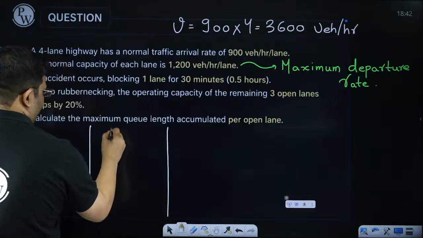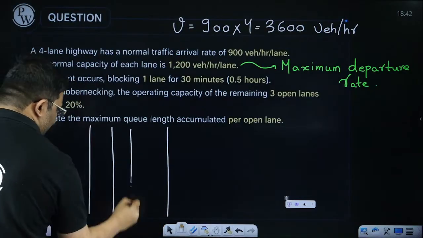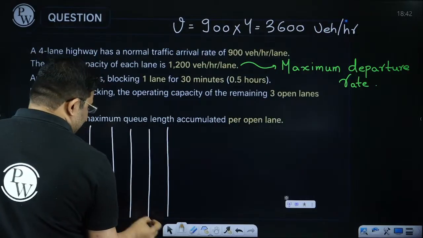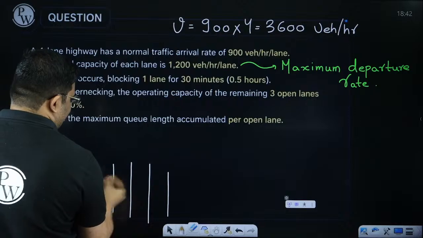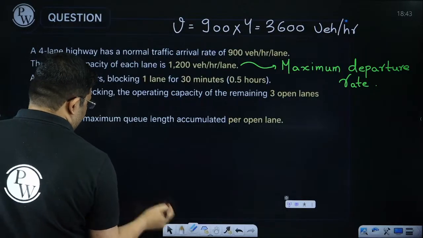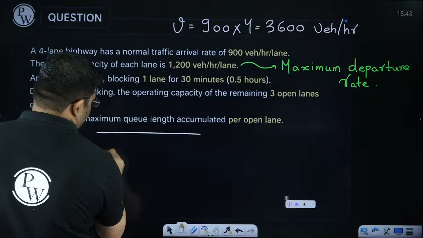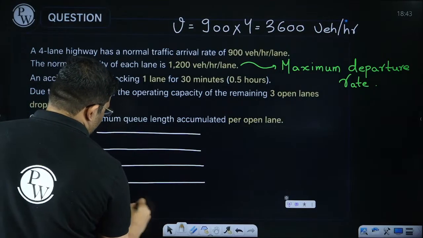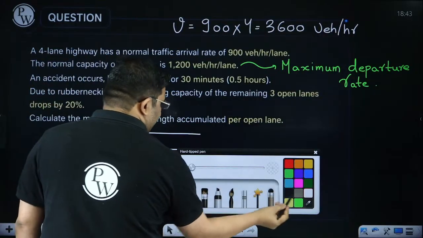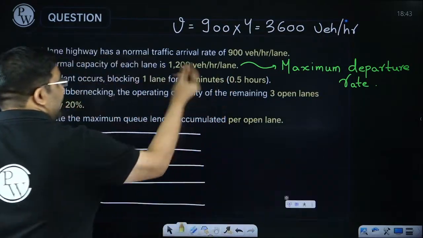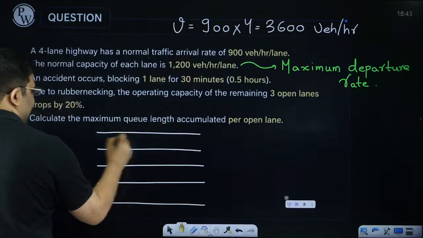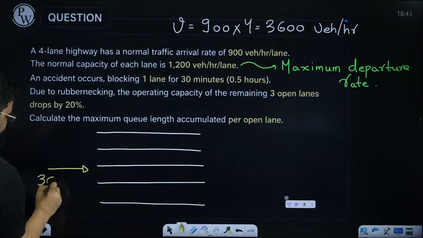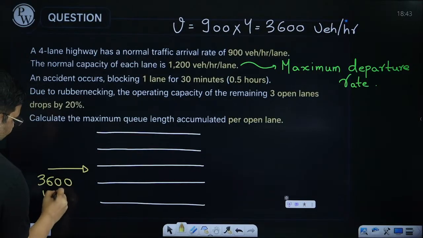We have these 4 lanes. Now vehicles are arriving in this. Let me draw horizontally so that we can understand better. These are the 4 lanes: first lane, second lane, third lane and fourth lane. From each lane, the arrival rate is 900 vehicles per hour. So 900, 900, 900, 900. The total arrival rate is 3600 vehicles per hour.